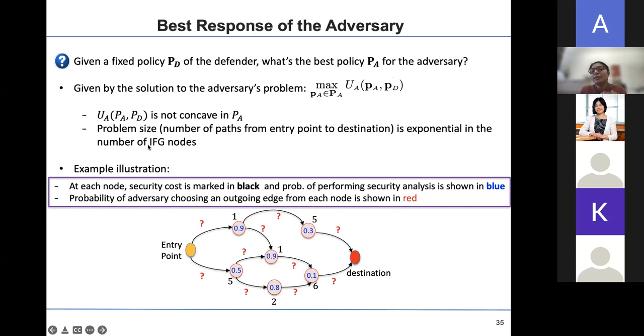And also the problem size here. So this is essentially now a path selection problem. And the problem size increases exponentially with the number of nodes, because the number of paths increases exponentially with the number of nodes, right? So to explain this again using a toy example.